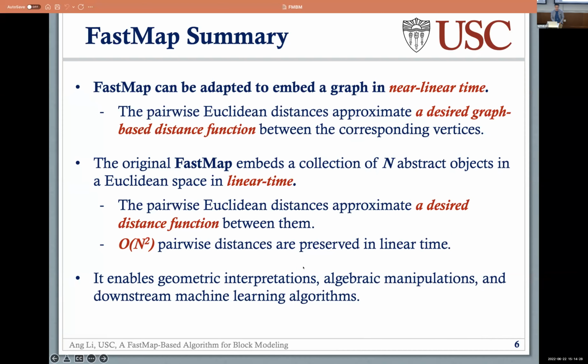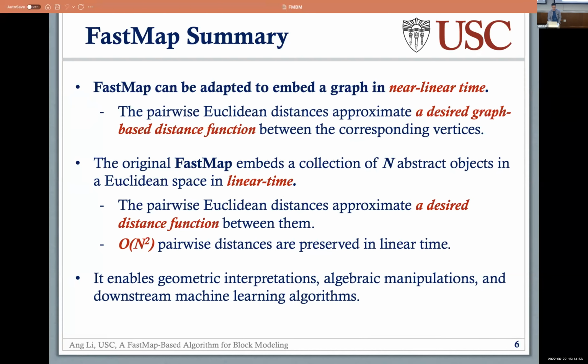And it will, at the same time, the pairwise Euclidean distances will approximate a desired graph-based distance function between the corresponding vertices. And in the original FastMap, it is used in the data mining domain to embed a collection of abstract objects in the Euclidean space in linear time.